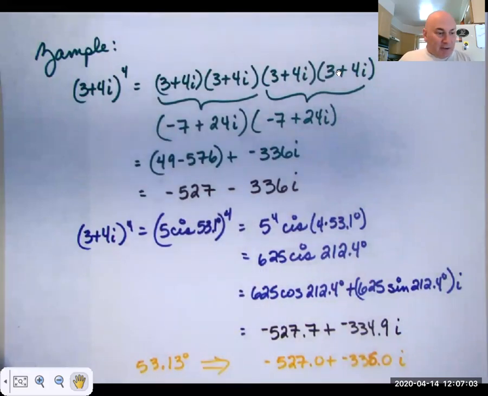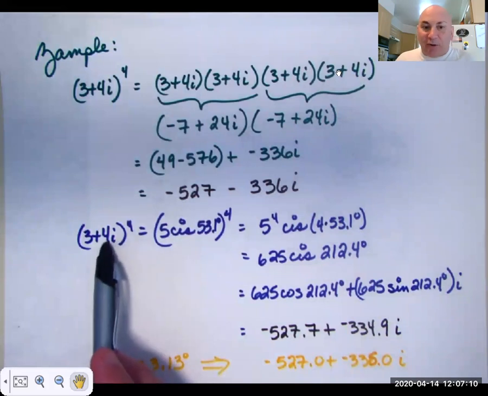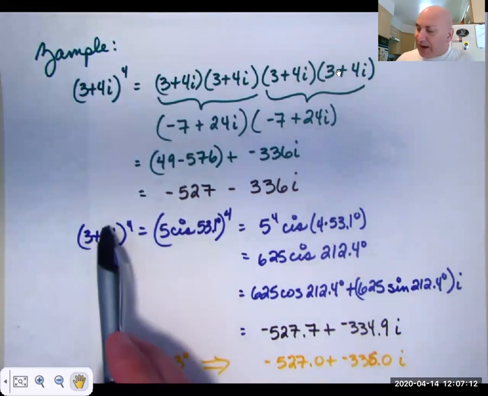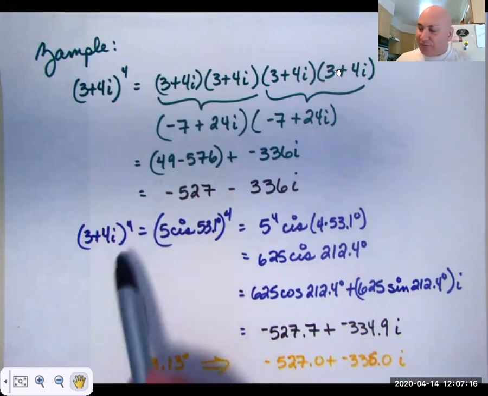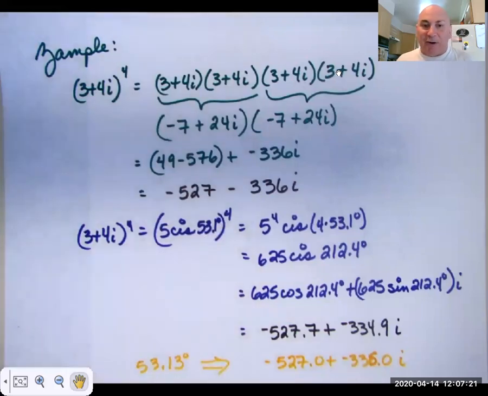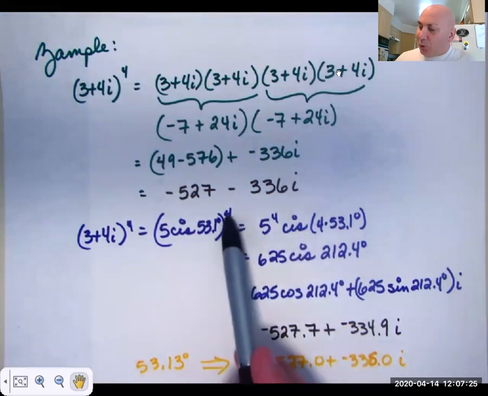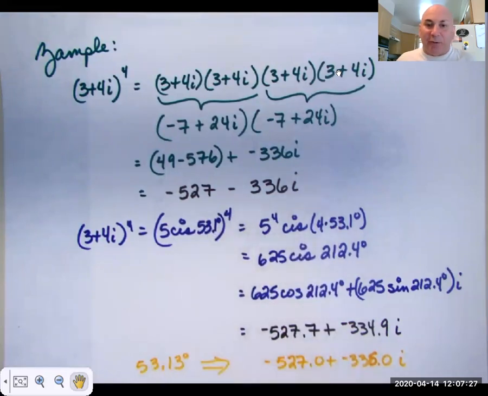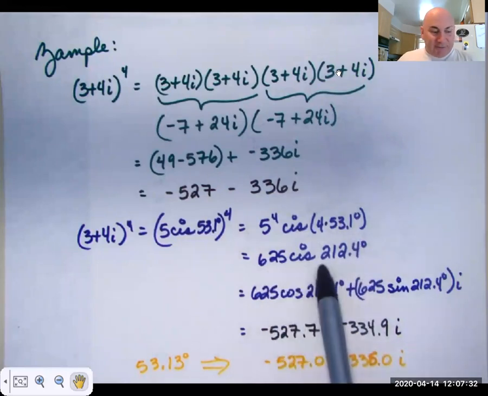If I take 3 plus 4i to the fourth power, convert it to polar form. Well, that's a 3, 4, 5 right triangle, so I know that r is equal to 5. Arctangent of 4 thirds is 53.1 degrees. Raise it to the fourth power. That's 5 to the fourth, cis 4 times 53.1 degrees. So here's my answer in polar form.